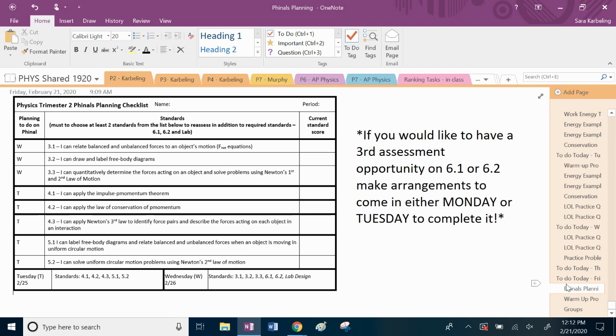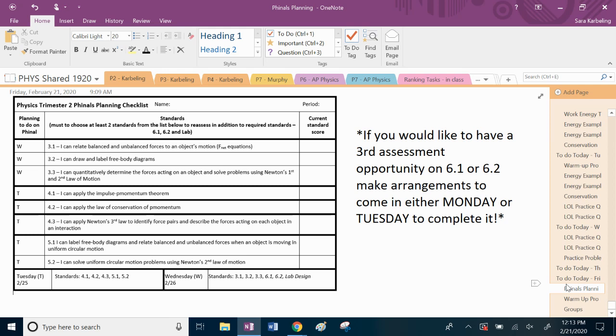So I want everybody's eyes up here for just a minute so that I can explain the chart, and then you can work with it today and this weekend. So in the middle of the chart is a list of all of the standards that we have covered this trimester, except for 2 of them. So it's got Unit 3, Unit 4, and Unit 5. And then we have standards 6.1 and 6.2 that you were just working on with Mr. B last week and this week, right?